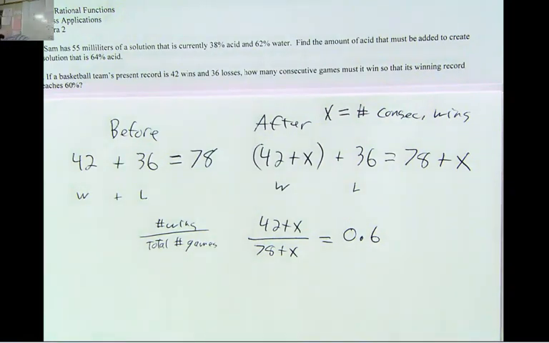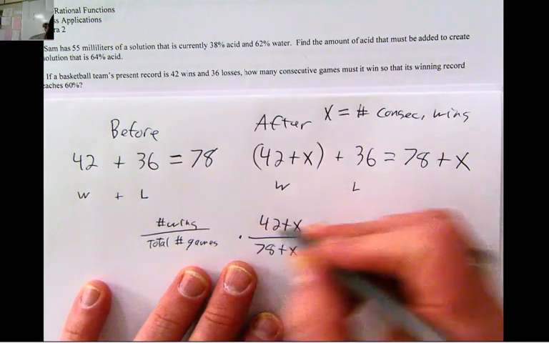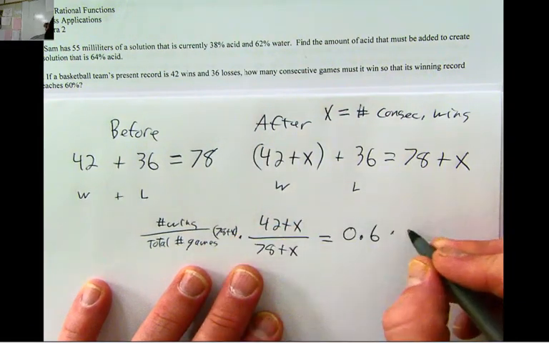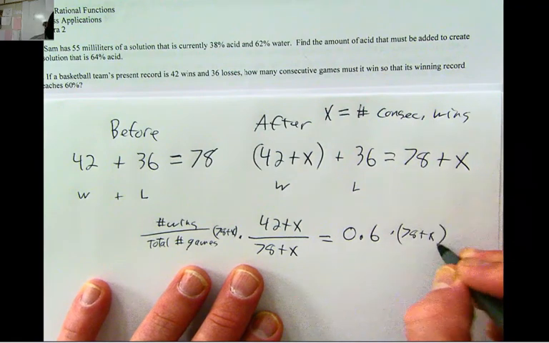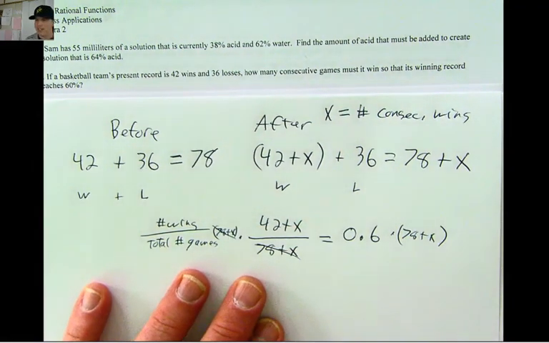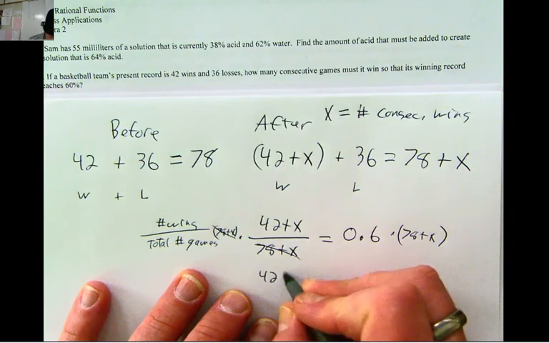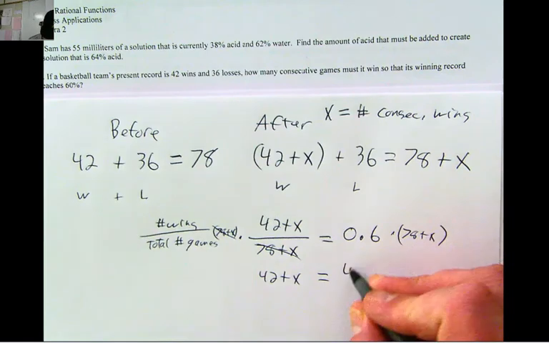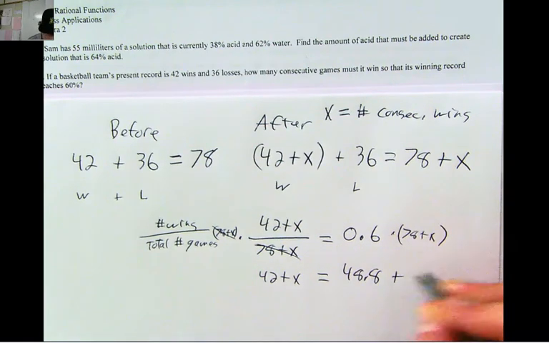Okay, so these are all going to be calculator problems to solve out. The first thing I would do to solve this equation is multiply both sides by 78 plus X to eliminate the fraction. And over here, the 78 plus X's will cancel out, leaving you with 42 plus X. On the other side, 0.6 times 78 is 46.8, plus 0.6 times X is 0.6X.